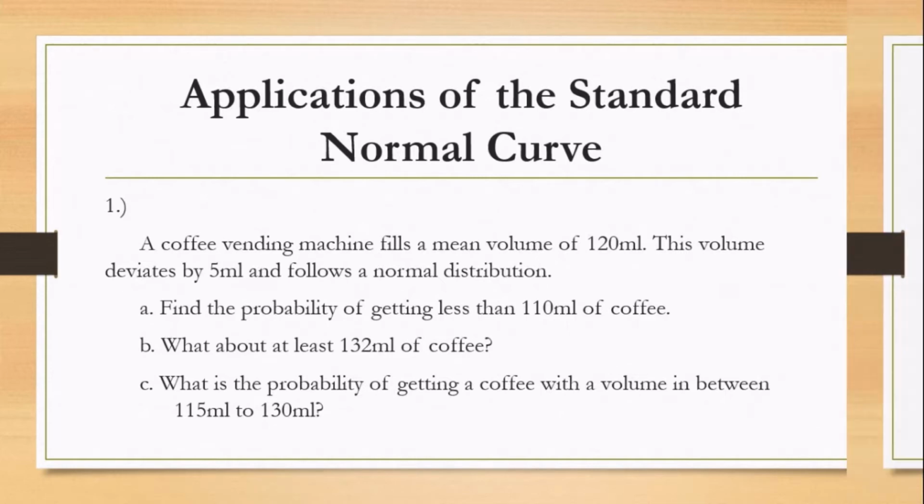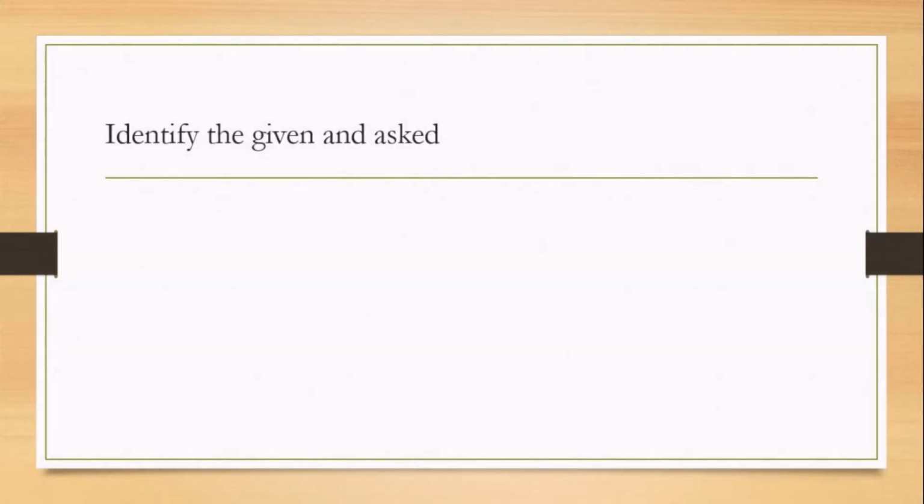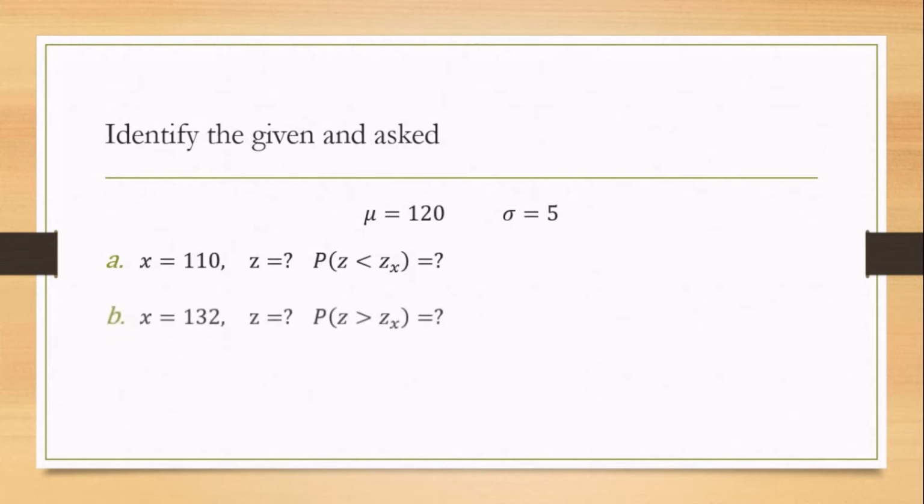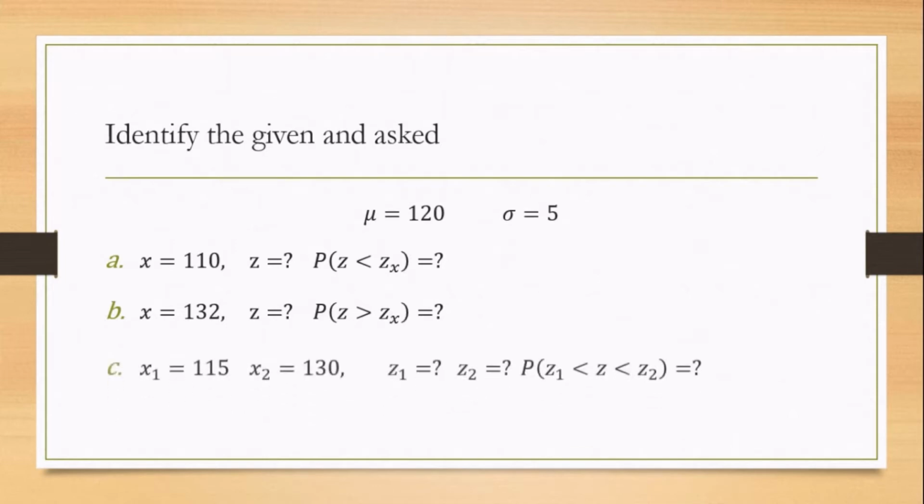First thing to do is to identify the given and asked. As stated in the problem, the mean is equal to 120 and the standard deviation is 5. The given in situation A is x is equal to 110 milliliters. We should find the z and its probability. In situation B, the given is x is equal to 132 milliliters, then we should find z and its probability. Because the restriction there is at least, the probability we should get is the area to the right. Next, in situation C, the given values for x are 115 and 130. So, we need to find the z sub 1 and z sub 2 and the area in between them.